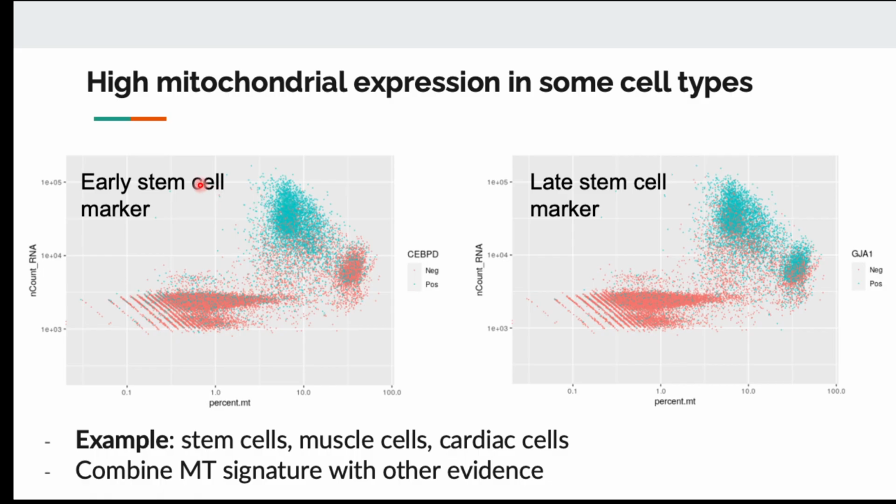And in this case, we tried to apply some stem cell markers, and we found that these cells are indeed some special stem cells that have high mitochondrial expression. And if you do some literature review, people also found high mitochondrial expression in cardiac cells, in muscle cells as well. So basically cells that need to produce energy, you can see high mitochondrial gene expression. So before you remove high mitochondrial genes from your single cell data, just make sure that they might not be a special type of cell that you might be interested in.